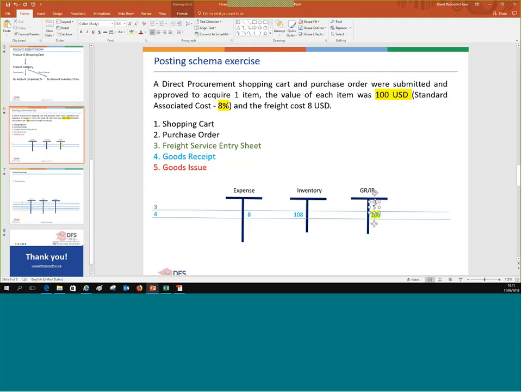Sorry, we are missing here this 5. I missed it somewhere. What is actually the goods issue doing in the system? So it's basically crediting the inventory and debiting expense account. So if we enter here the next posting for the step number 5, what would be the posting? If we are issuing out this element, we will be crediting inventory account for 108 in this scenario, and we will be debiting the expense account for 108.